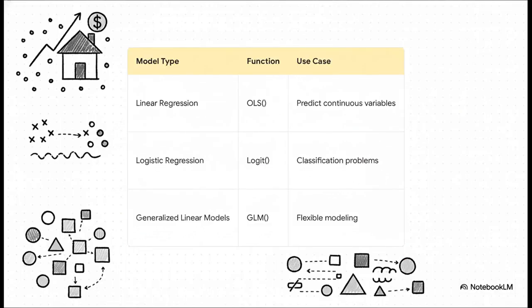And the beautiful thing about StatsModels is that it has a model for just about any situation you can think of. If you're trying to predict a continuous number, like a house price, you'll use linear regression. If you're trying to answer a yes or no question, like will a customer cancel their subscription, you'll use logistic regression. And for those trickier, more complex scenarios, you've got generalized linear models. No matter the problem, the library's got you covered.